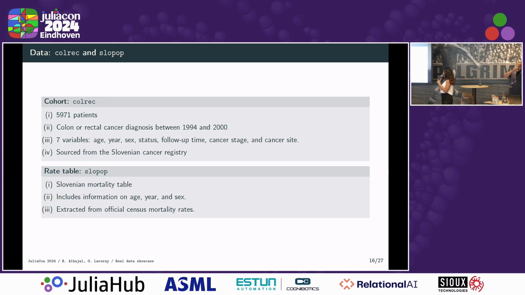It has 7 variables. Age, year, and sex are going to be used to get the populational hazard rates. And status for censorship, follow-up time, or survival time as well. Cancer stage, that takes the values 1, 2, 3, or 99 for unidentified. And cancer site, so colon or rectal cancer. And it's sourced from the Slovenian Cancer Registry. For this reason, we're going to be using the Slovenian population mortality rate, so we can extract the populational hazard rates.